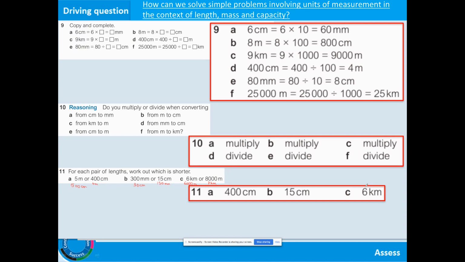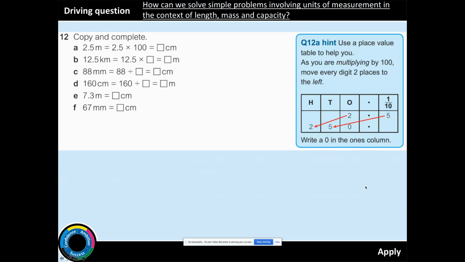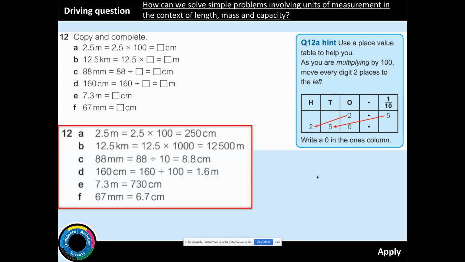And let's just see what's on. I think it's the last slide. Okay, so if you're feeling confident, have a go at this question here. Press pause while you're doing it, and the answers will be on the next slide in a moment. Okay, so if you'd like to just mark your answers, and that will be the end of the lesson today.